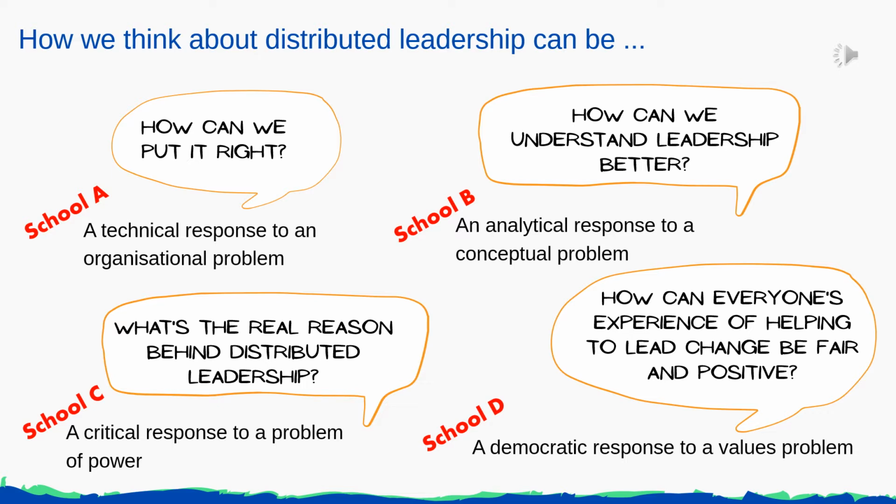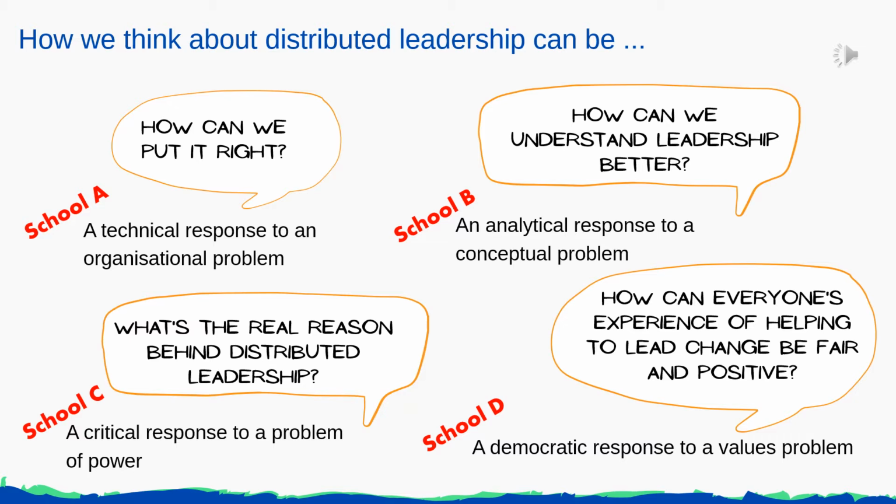In this example, distributed leadership is seen as a technical response to an organisational problem. The question is, how can we put it right? The working group and its members are given active leadership roles in developing student attendance policy and practice. Staff commitment to the policy rises and students are more effectively encouraged to attend.